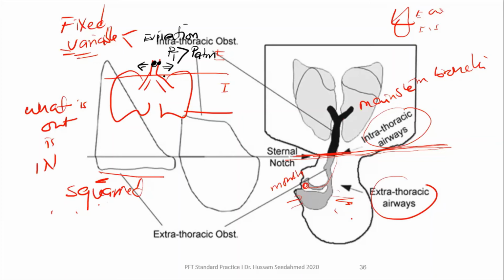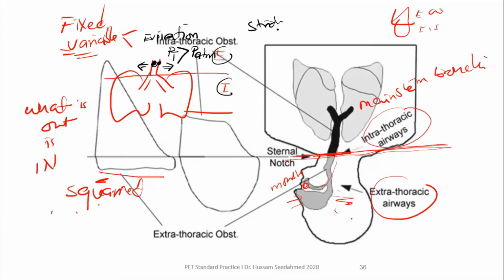Now I'm talking about extrathoracic airway obstruction and why it affects inspiration. We said this is the extra and this is the intra. Here, for example, I have vocal cord paralysis. That is why patients with vocal cord paralysis always come with stridor.